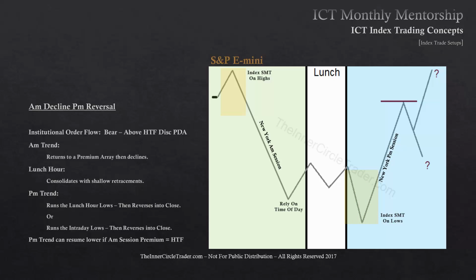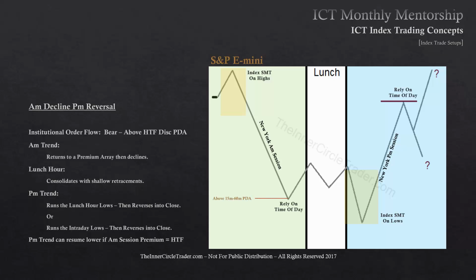In the PM session, we anticipate a run on the daily low or the low seen in the lunch hour. Now, again, we hold on to the later portion of the day. At least try to aim for holding till 3 o'clock bond close, New York time, if at all possible. If it gets to the premium array that saw price decline from the AM session, we could see price resume and go lower. Or if that AM session premium array is not a higher time frame premium array, we can anticipate further upside and then the intraday high being taken out.